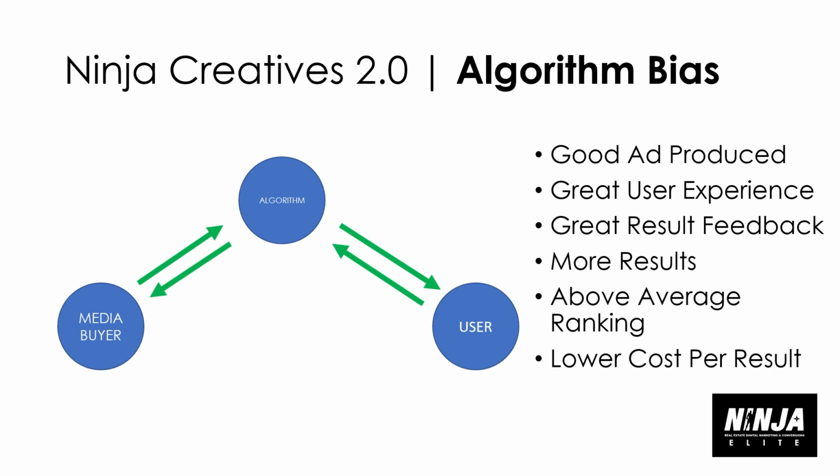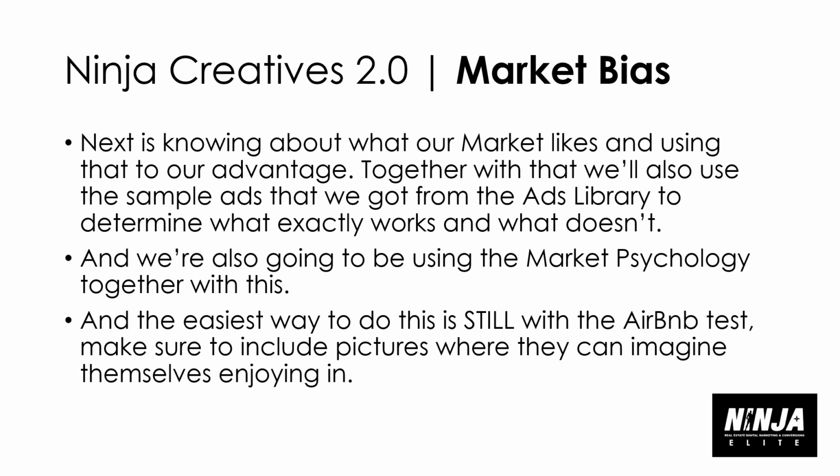Now that you understand all of that, you now have a better way of understanding the entire algorithm right away. Next is knowing about what our market likes and using that to our advantage. Together with that, we'll also use the sample ads that we got from the ads library to determine exactly what works and what doesn't. And we're also going to be using the market psychology together with this. And another thing, the easiest way to tap the market bias is to do the Airbnb test, and to simply make sure to include pictures where they can still imagine themselves enjoying it.